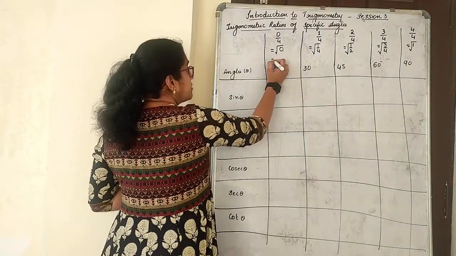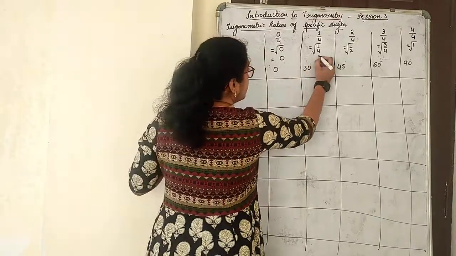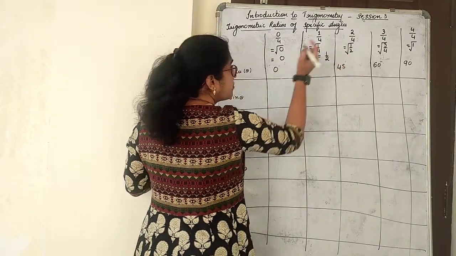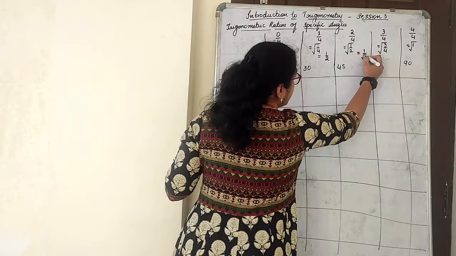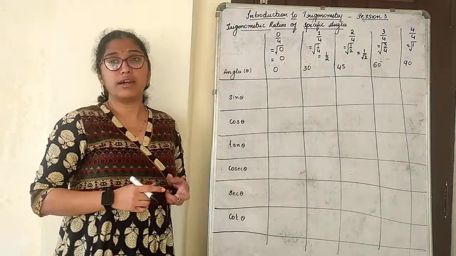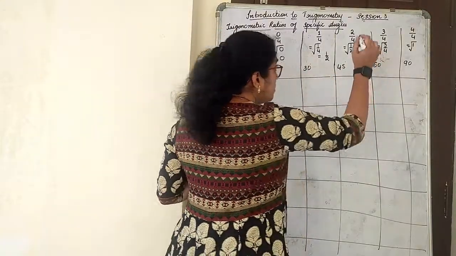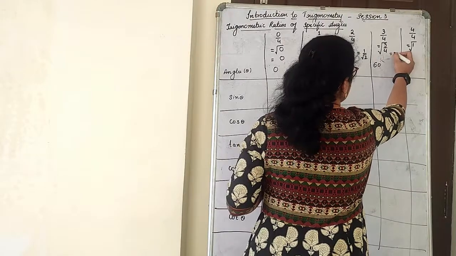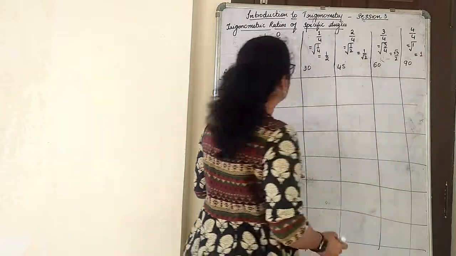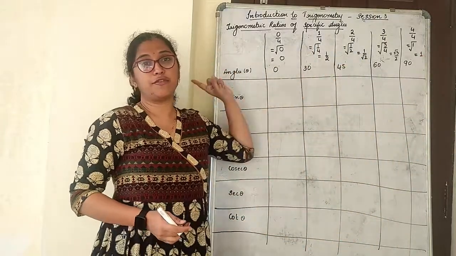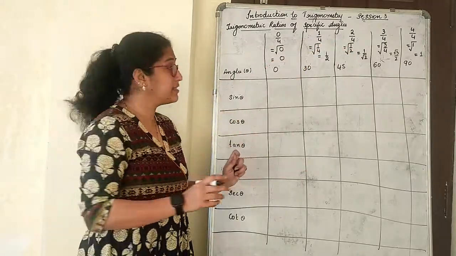Write the final answers. Square root of 0, of course, it's going to be 0. Square root of 1 by 4, it's going to be 1 by 2. Root 1 by 2 answer will be 1 by root 2 because root 1 is 1 only. Then the next one, root 3 by 4 answer will be root 3 upon 2, root 1 it's going to be 1. Okay. Whatever answers you have got with this trick, just write them as they are.